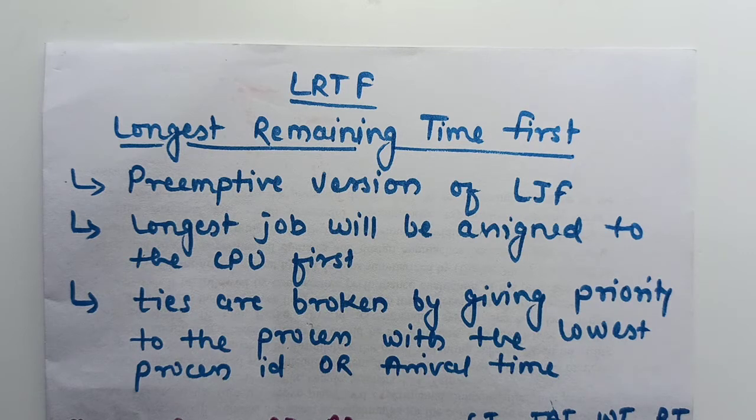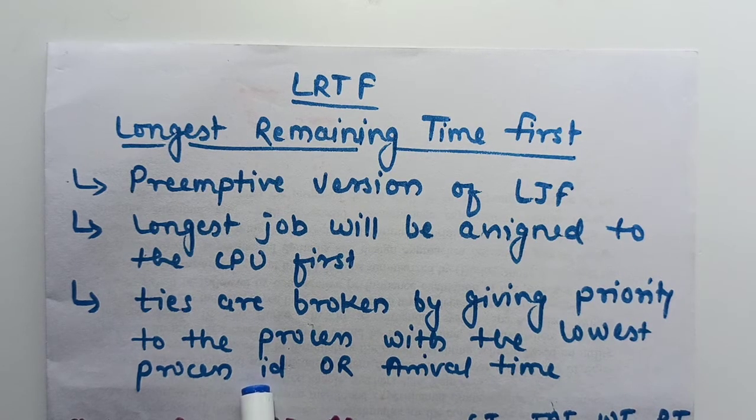So before looking into the process ID, we will first look into the arrival time. Okay, so if there is a tie between the burst unit of two processes, we will see the arrival time of those processes. If there is a tie in arrival time, we will look into the process ID. Okay, so let's completely understand it using an example.